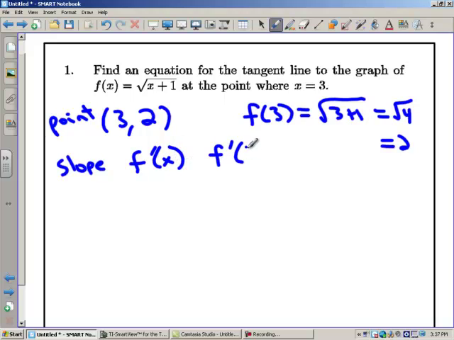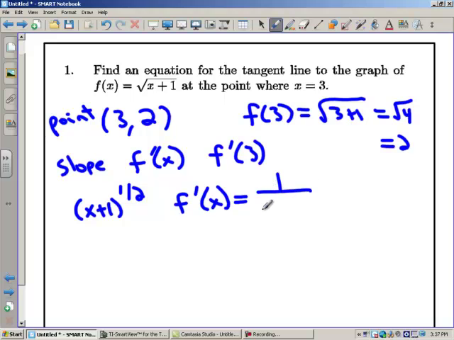And where do we want f prime? We can find the derivative by rewriting this as x plus 1 to the 1/2. So what do you think f prime of x is? Well, if you know the shortcut, this is 1 over 2 square roots of x plus 1.